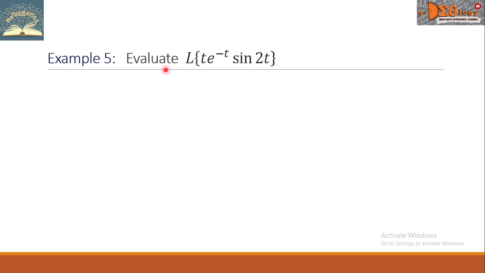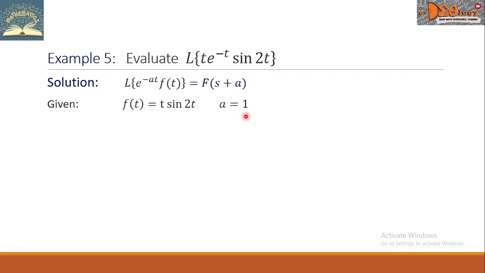Example 5. Evaluate Laplace transform of t times e raised to negative t times sine 2t. The problem here is of this form. Then we collect the corresponding values. The f of t is equal to t times sine 2t, and the a is equal to 1. The final answer must be a function of F with respect to s plus a. Then we go to step 1.